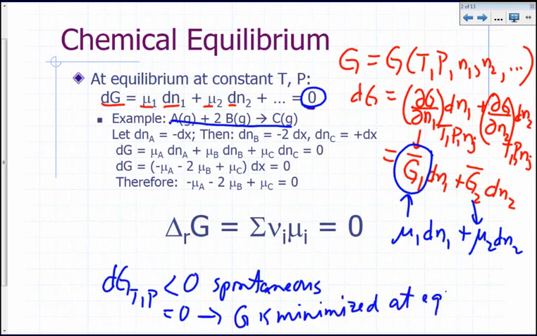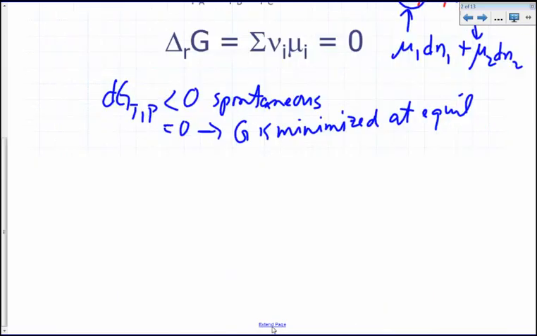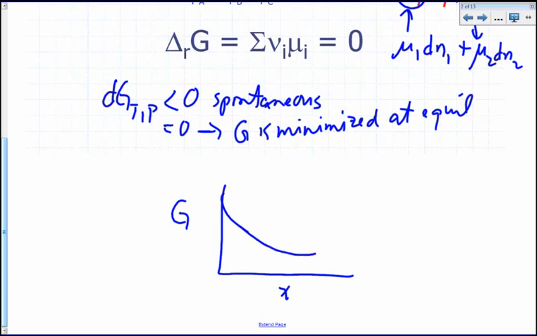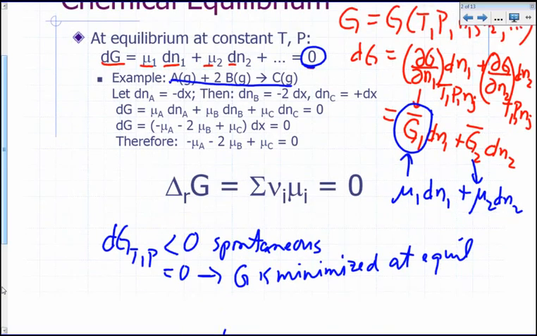So if you were to plot G versus extent of reaction, where x is the extent of reaction, as the reaction proceeds, once it reaches a minimum value, you've reached equilibrium. So this is the point of equilibrium right here. If you go further past that, G will start to rise. So let's apply that to a simple example.